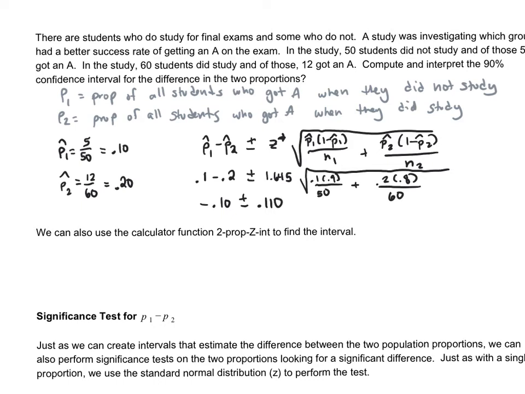So when I add and subtract that, if I take negative 0.10, and I subtract 0.11, I'm getting negative 0.21. So my lower bound is negative 0.21. And when I add it, my upper bound, I'm going to get 0.01.